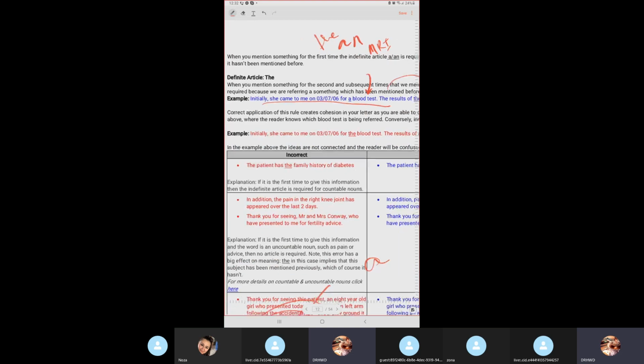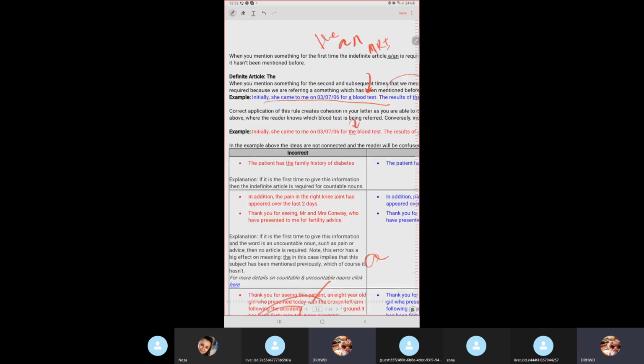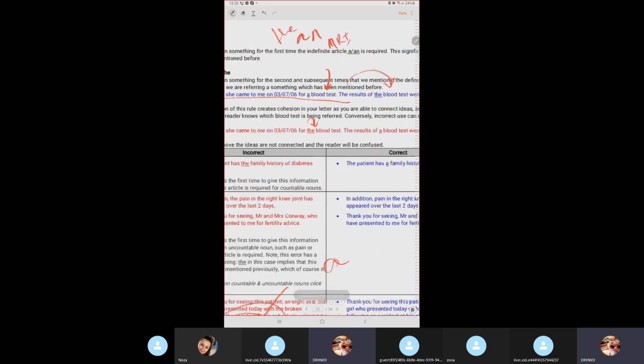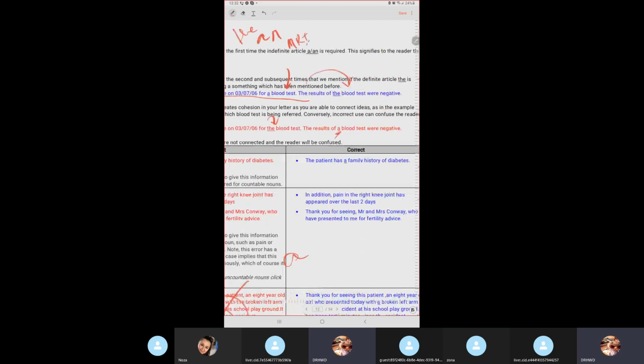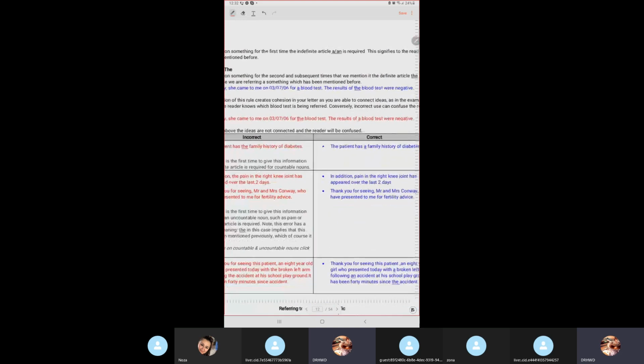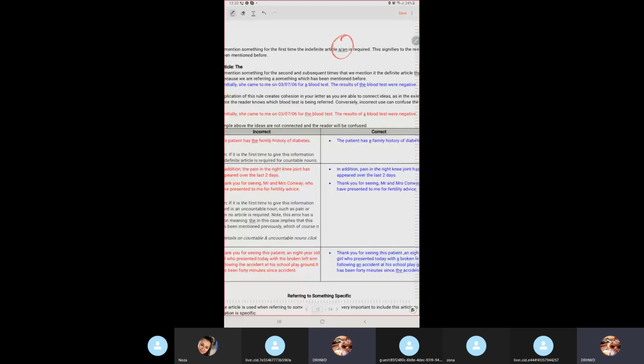All right. Initially, she came for the blood test. No, she came for a blood test. The results of the blood test. No, a blood test. No, the blood test. Why? Because this particular blood test is negative, so it's the. You guys following? Dr. Narjinder, Dr. Zona, Dr. Pavi, Dr. Noza, Dr. Muhammad Qasim. You guys following me? The first time you talk about information, you use a and an. If you talk about the information later, you use the.